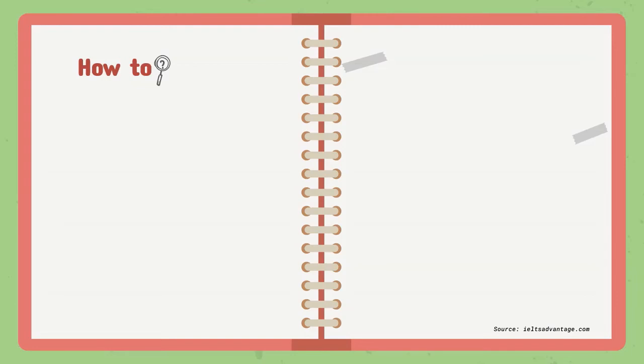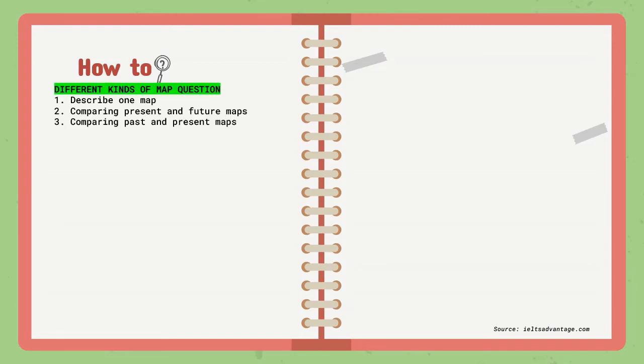The next assessment is comparing maps. There are 3 types of map comparison. One is where you have to describe a map. Next one is comparing between present and future maps. And last one is where you need to compare past and present maps.